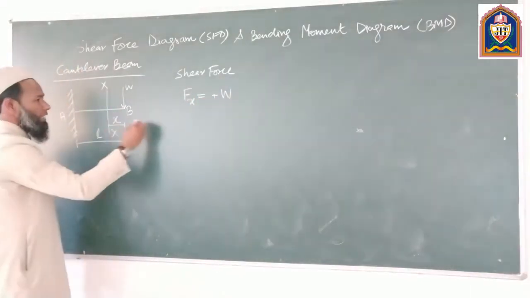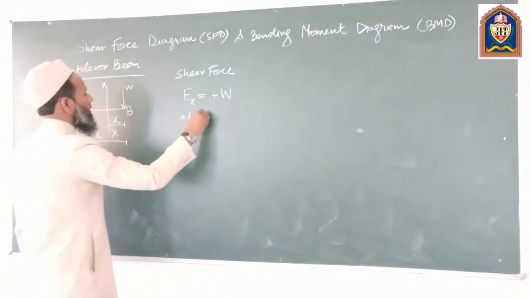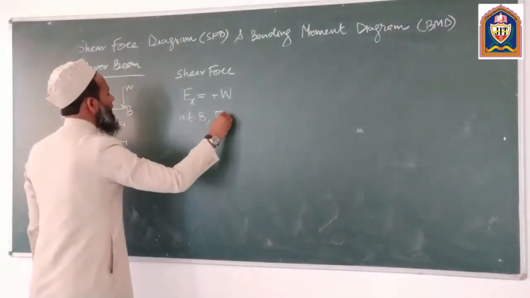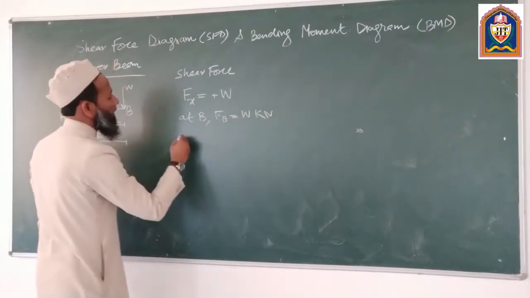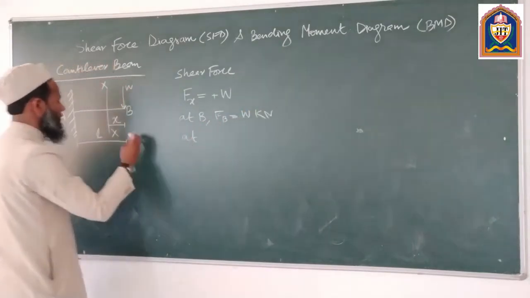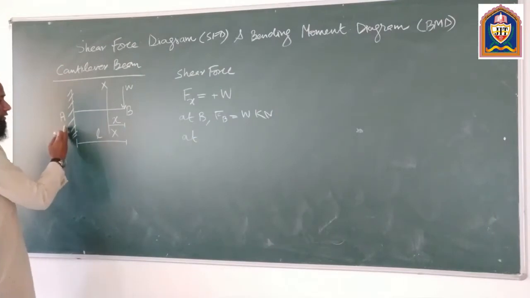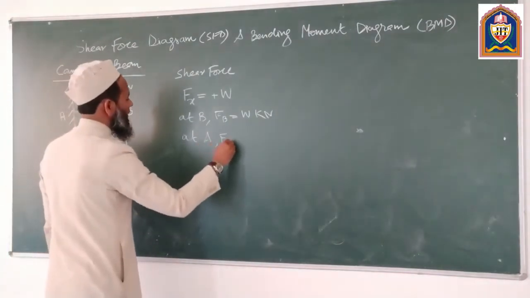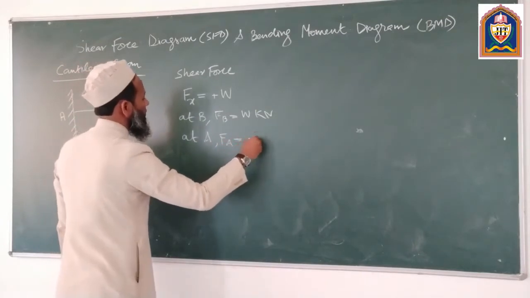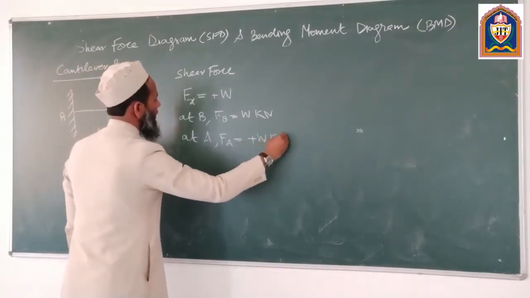So at B, FB is equal to W kilonewton, and you move the section to point A. So at A, this FA is also positive W kilonewton.